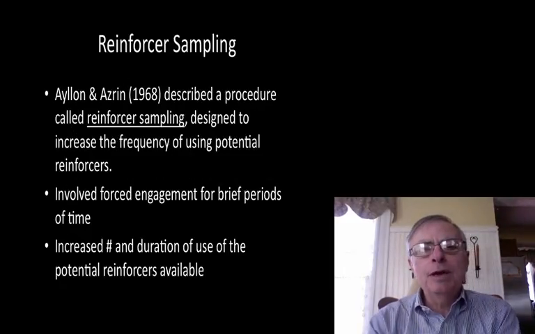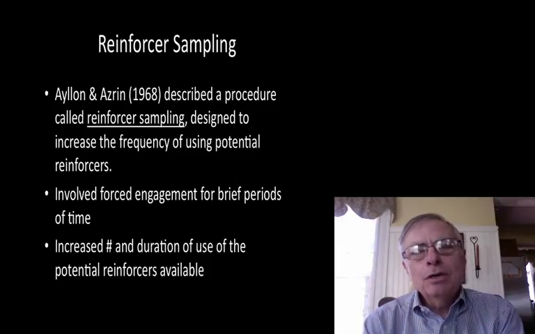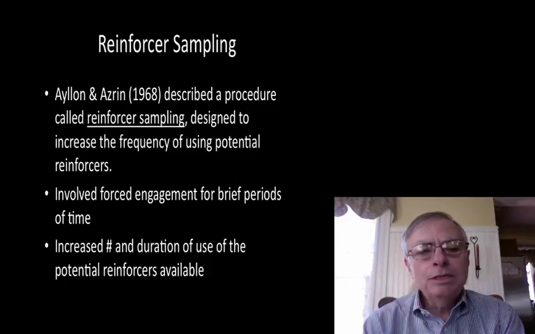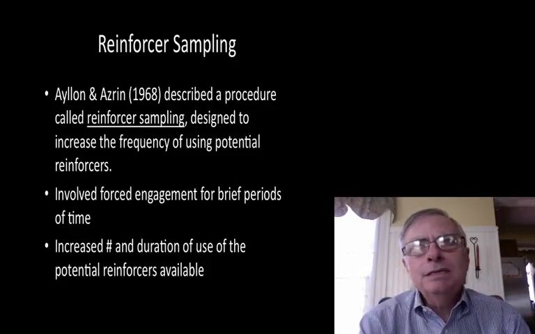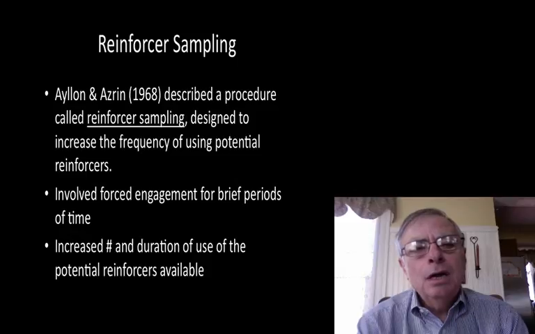Reinforcer sampling was first talked about by Ayllon and Azrin in 1968 in their article, A Psychiatric Nurse as a Behavioral Engineer, where they described a procedure called reinforcer sampling, designed to increase the frequency of using potential reinforcers. It involves forced engagement for brief periods of time, increasing the number and duration of the use of potential reinforcers available. So even as far back as 1968, Ayllon and Azrin talked about needing to identify whether a stimulus that is being used contingent upon a behavior is actually a reinforcer, or is it just a reward?